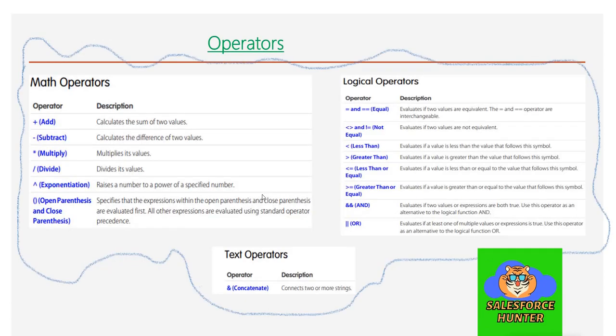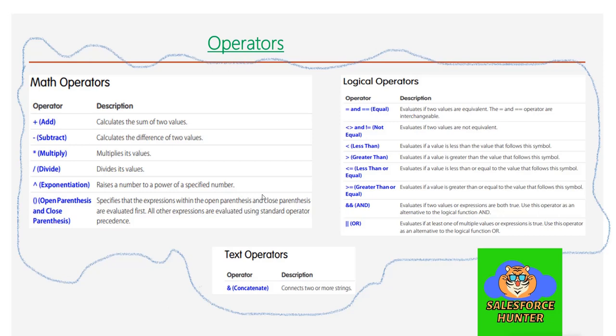Now let's move ahead. These are the things we are talking about, the operators. Operators are divided into three categories, as you can see on your screen: math operators, logical operators, and text operators. So now look into math operators. Most of them, every one of you will be familiar with. Add basically adds two values, subtract gives the difference of two values, multiply multiplies two values, divide divides two values. Exponential raises a number to the power of a specified number. For example, 2 to the power 2, that is 2 square, would be 4. So that is what exponential does.